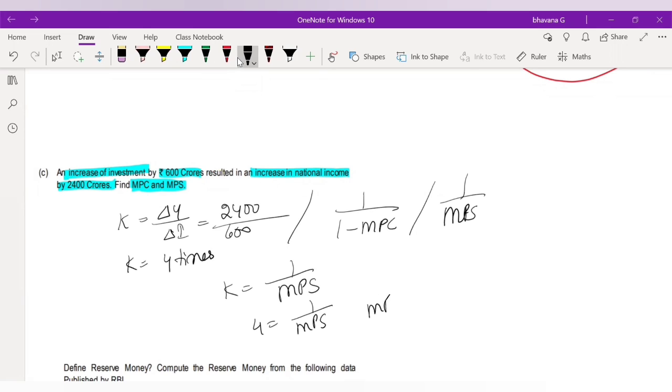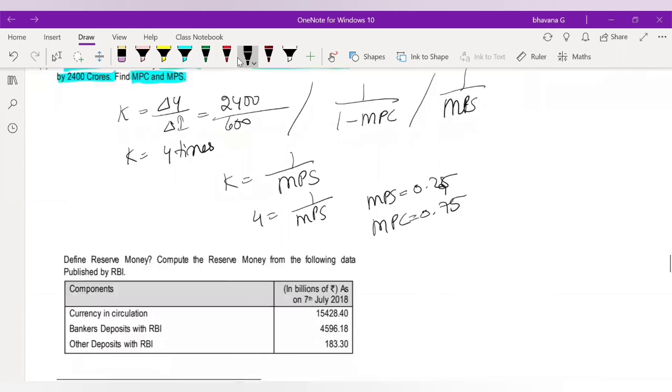So now if you solve this, you will get an MPS of 0.25, and MPC you can find out using MPC plus MPS equal to 1. So MPC will be nothing but 0.75. So this is also an easy question only.